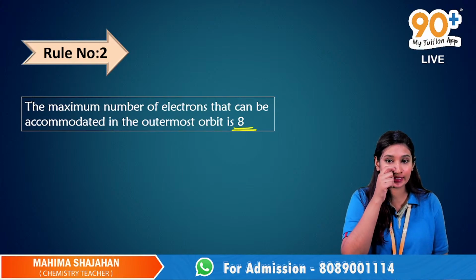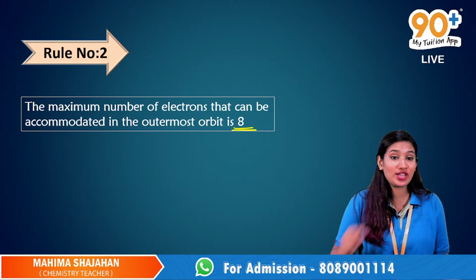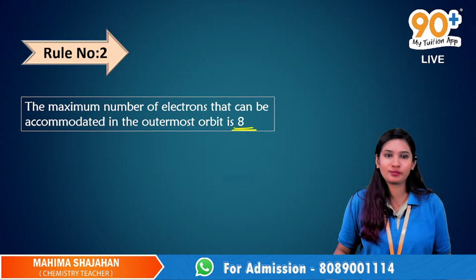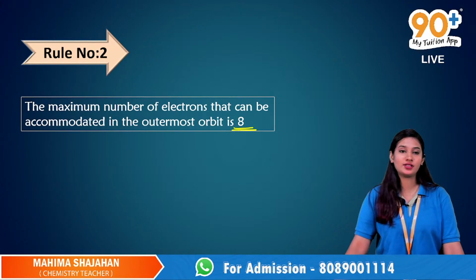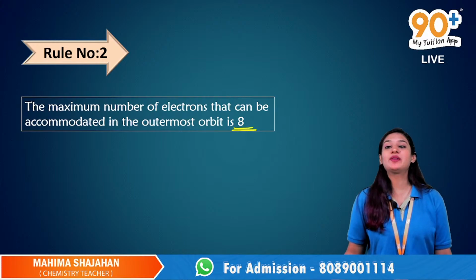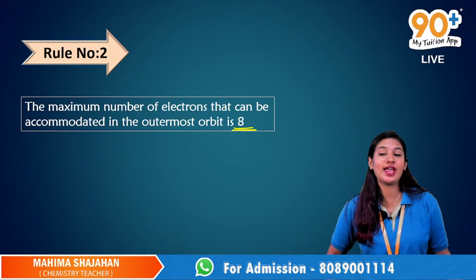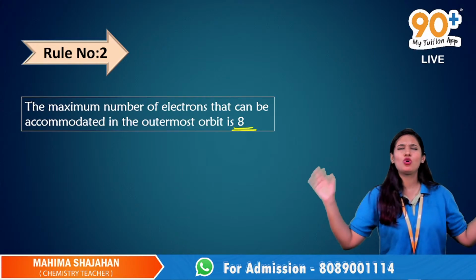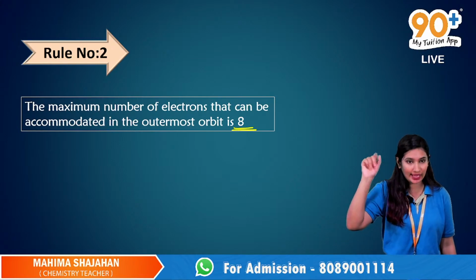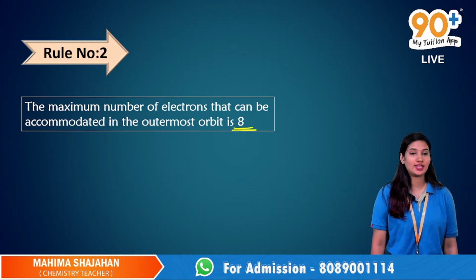Srinidhi, which application? Can you please comment it? Yes. So the maximum number of electrons that can be accommodated in the outermost orbit will be 8. Okay, it is 8.